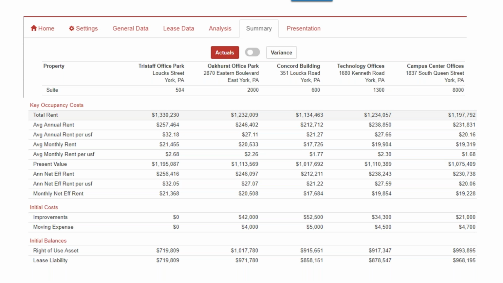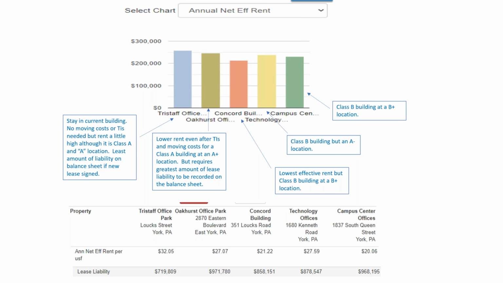Anyway, you can see that we've got all the main things that we want to look at for each of these lease alternatives. And if you clicked on variance at the top there, it would then do the differences by subtracting everything from your main alternative to see how much it varies up or down from what you would have to pay on your main alternative.